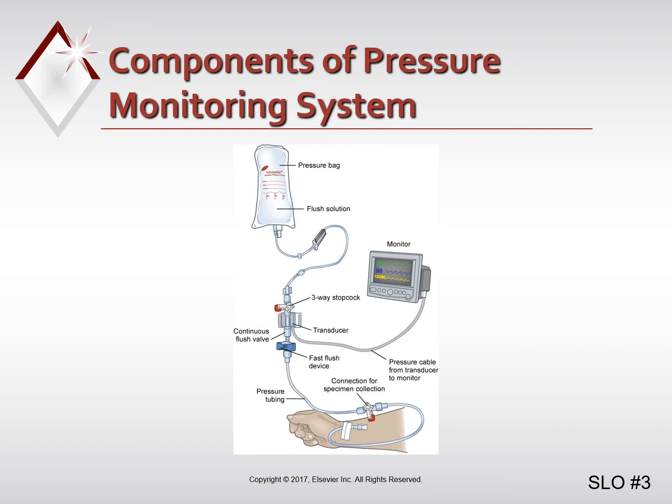Our transducer cable hooks up to the monitor. You can see where that goes up to the monitor. Then towards the end, you have another 3-way stopcock, and this is good for connection for specimen collection. You would turn the stopcock off to the bag, go ahead and flush the line, and then you can pull back and get some blood for sampling. So this would be your pressure monitoring system that you'll see.